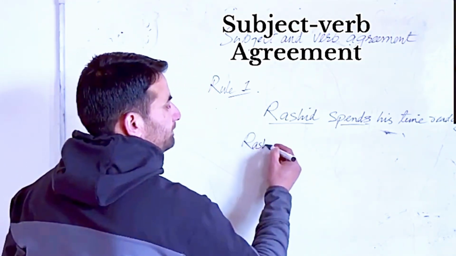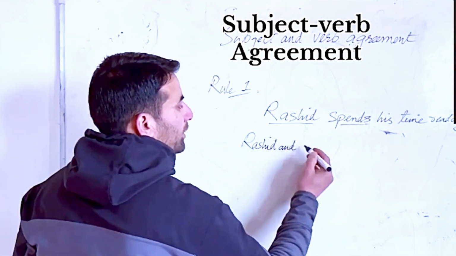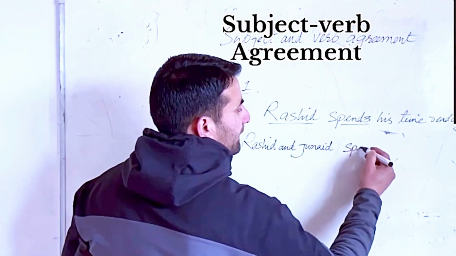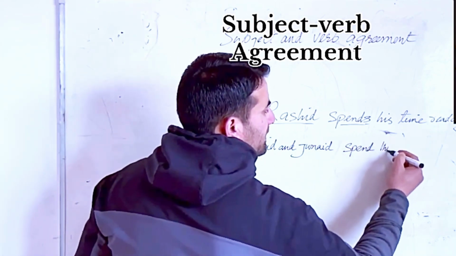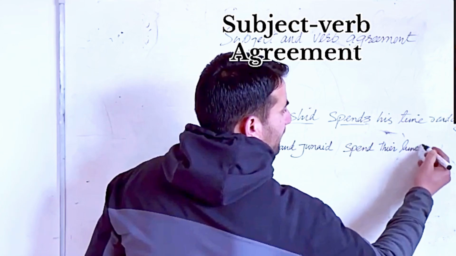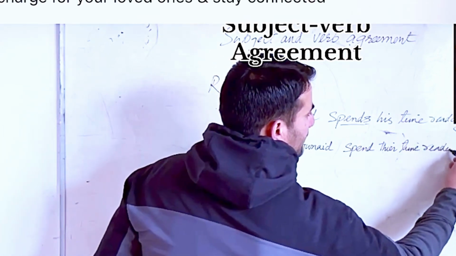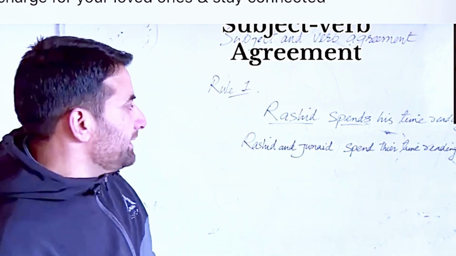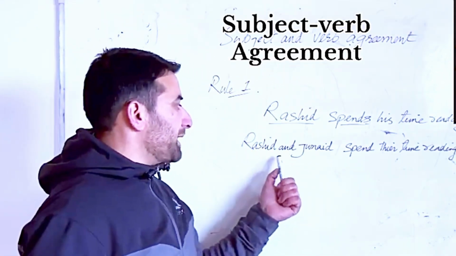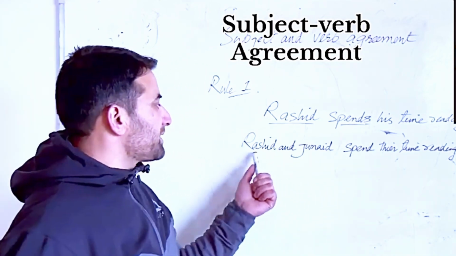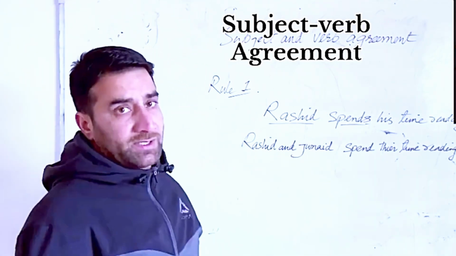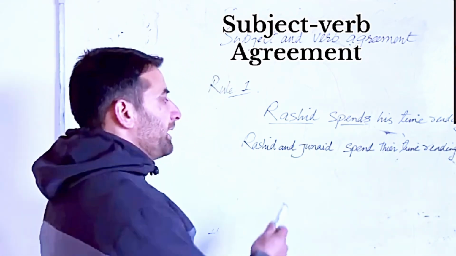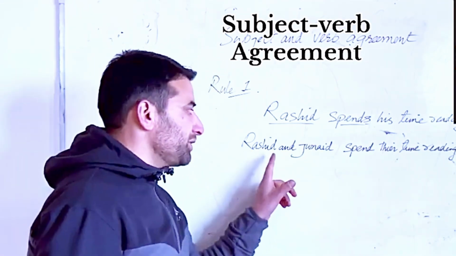Rashid and Junaid spend their time reading a book. So dear students, you can clearly see they are plural. The subject of this sentence is plural, that is Rashid and Junaid. They are two persons. You can use here, they spend their time reading a book. That is equally correct. And now I have given the nouns of the two persons, Rashid and Junaid.